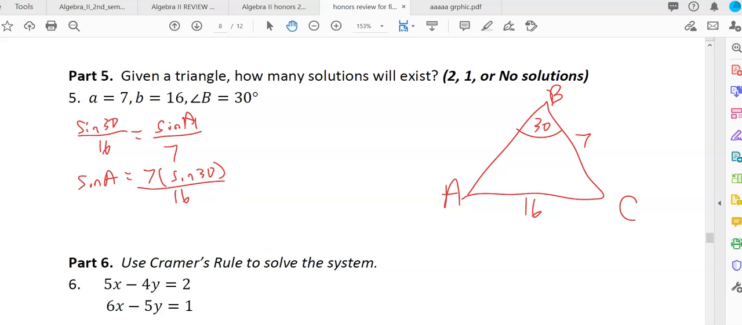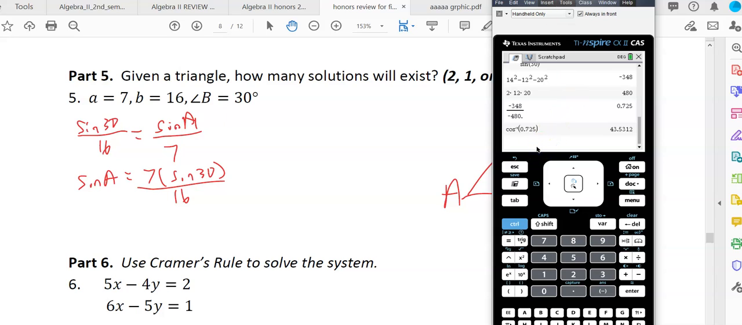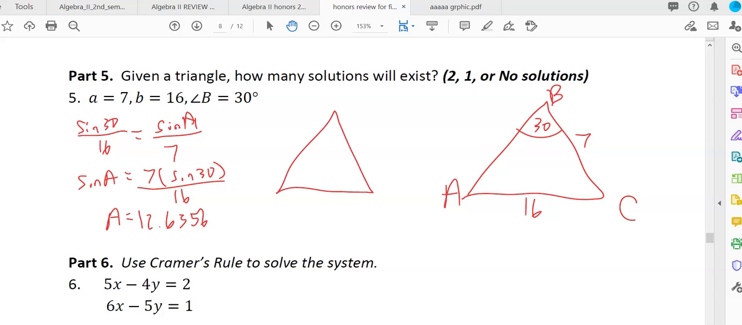I'm going to just go ahead and type that in to see what I get. So I get 7 times sine 30 divided by 16. So this does have at least one triangle. So I'm going to take the inverse sine of that. So I get A is 12.6356. Let me go ahead and do 180 minus that. It's 167.